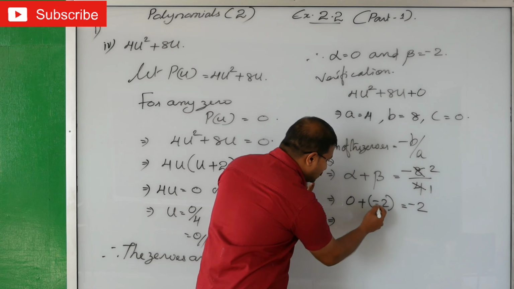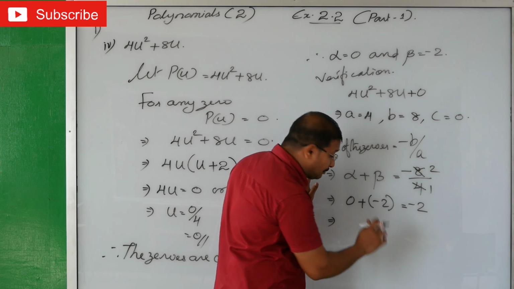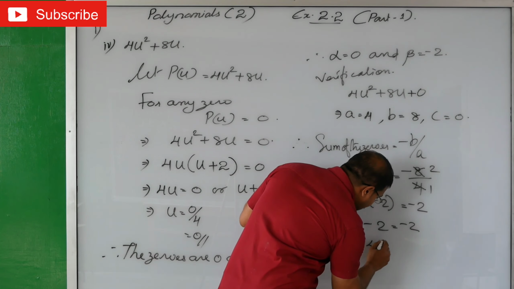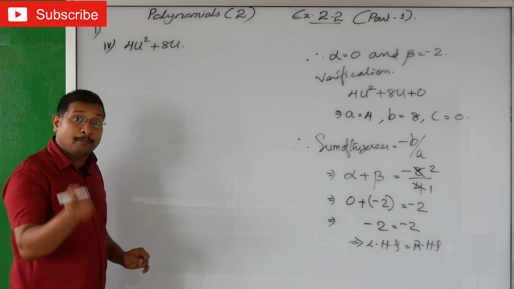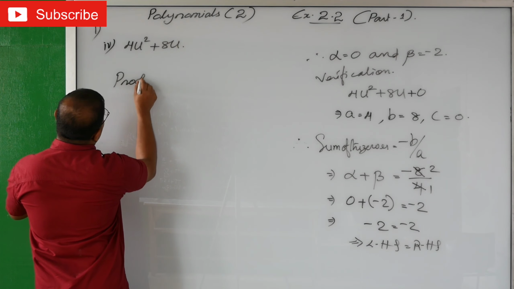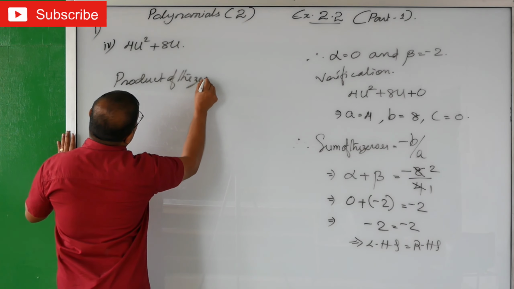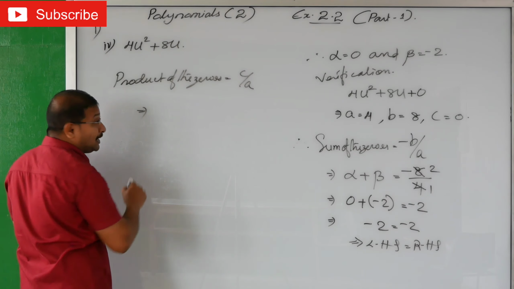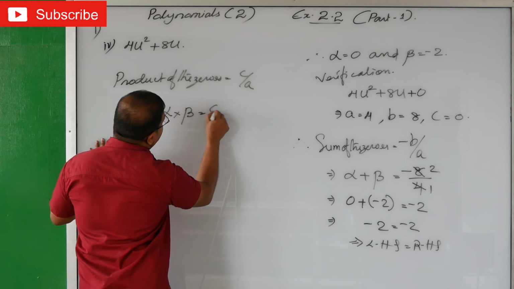Now this implies plus into minus is minus. 0 means no need, right? So plus into minus, minus means minus 2 equals minus 2. This implies LHS equals RHS. Now product of the zeros equals C by A. Product means multiplying, isn't it? That means alpha into beta equals C by A.